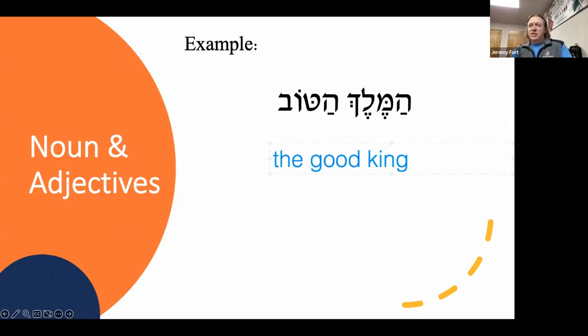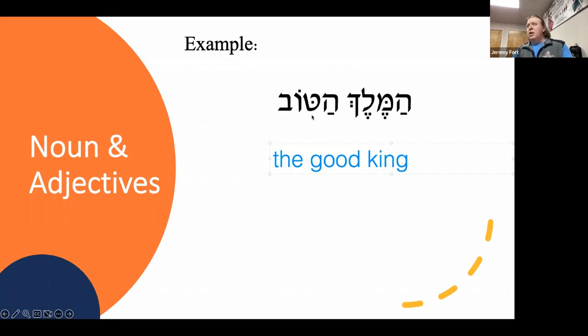And what matches on this one? Out of the three, what do we have matching? The number. And what's the last thing? The gender. Gender, number, definiteness, all match here.